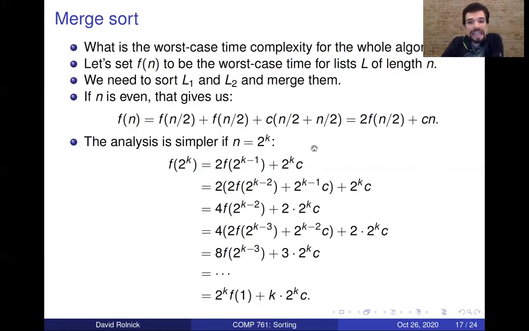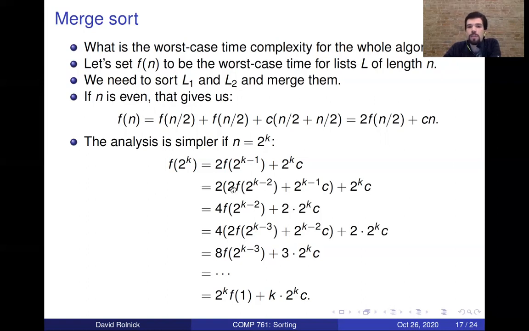Now, this is really an induction proof in disguise, but the way that I would see it is I would think of doing it one step at a time. So this first line is literally just substituting in 2 to the k. So here you have f of 2 to the k is equal to 2 times f of 2 to the k minus 1 plus 2 to the k times c.